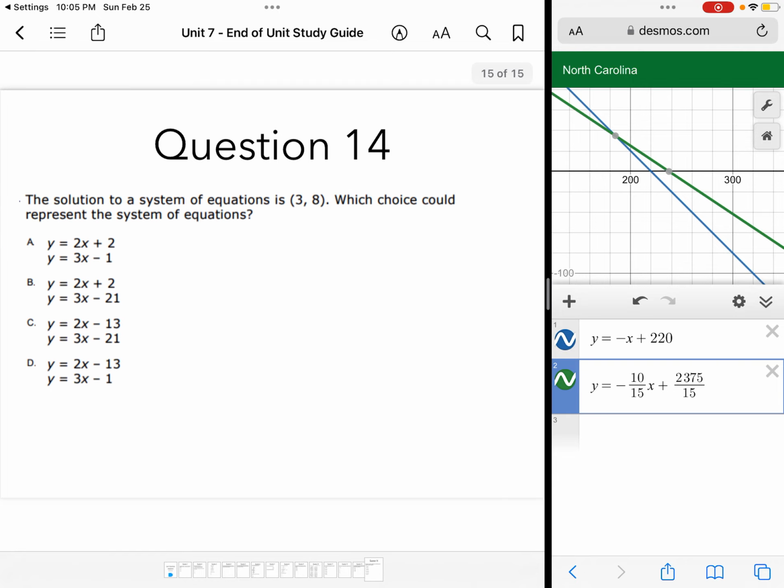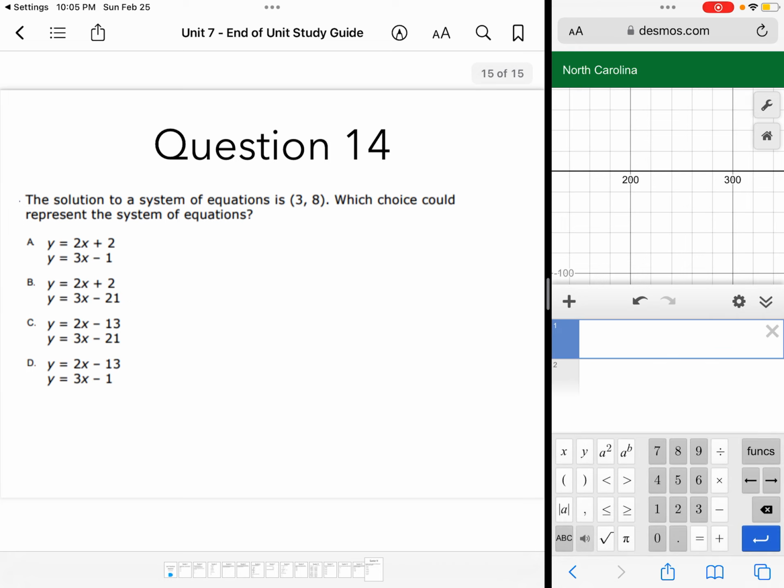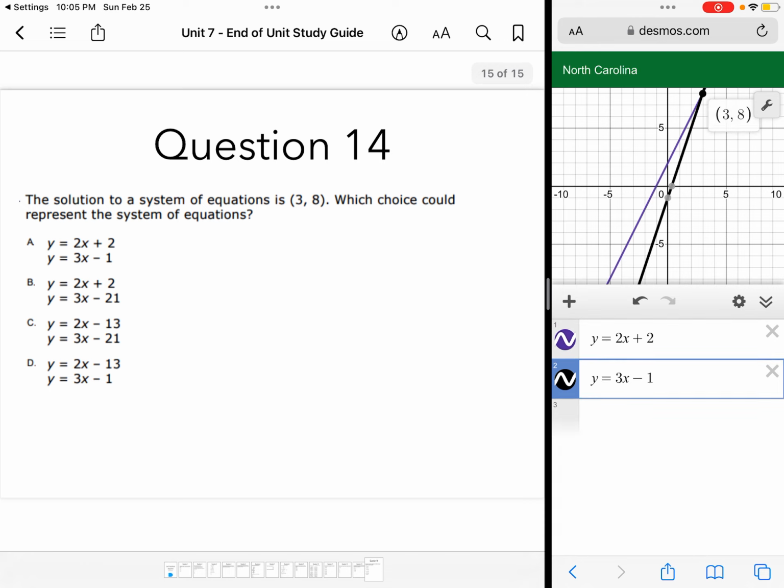All right. They want to know which one is a solution of 3, 8. So we're going to plug that in. y equals 2x plus 2. y equals 3x minus 1. And we got 3, 8 first try. So all you're doing is plugging and playing.